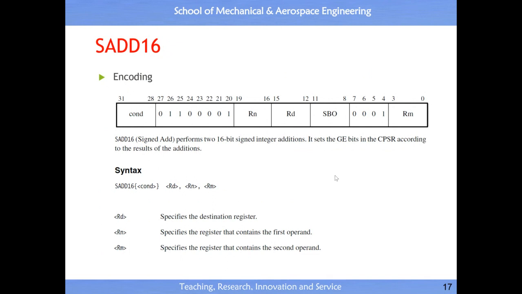Then we may have another scenario of doing addition with two 16-bit integers. In this case, you use SADD16. S means this is a signed addition, that means the two inputs are signed integers, which could be negative or positive. So you just call this instruction, then you can achieve the addition of two signed 16-bit integers.